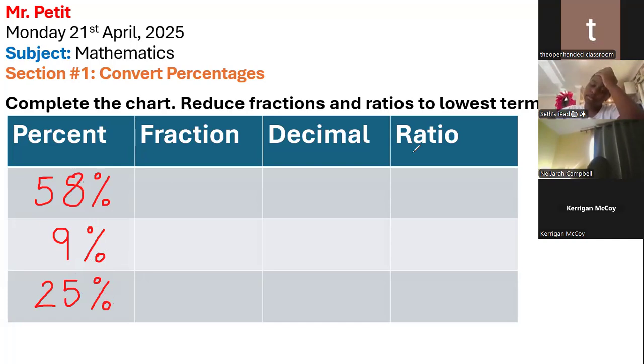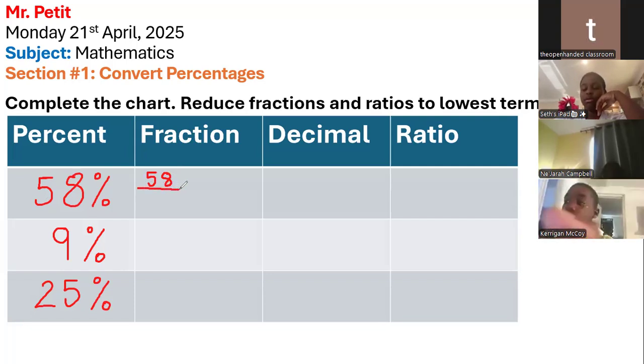All right, Seth, I want to take this percentage and express it as a fraction. How am I going to do that? Do 58 over 100. Very good. So we're going to say 58 all over 100. So I have 58 over 100.